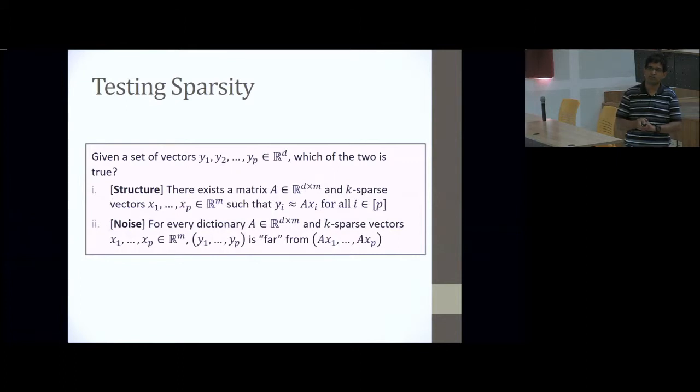For the purposes of this talk, you can even replace this with exactness. You can think of the structured case as each vector yi being exactly a matrix times a k-sparse vector. Okay? And it's the same dictionary matrix A that works for all these p vectors.